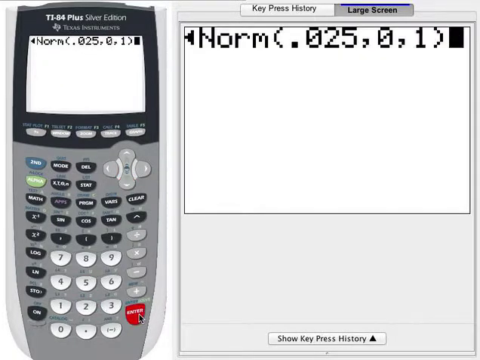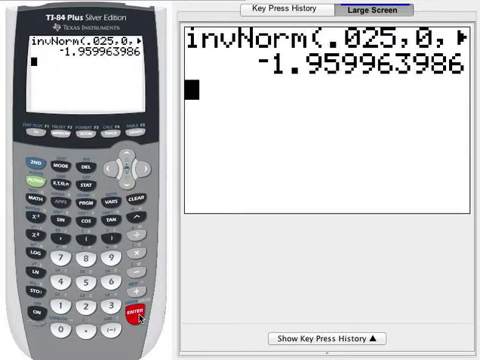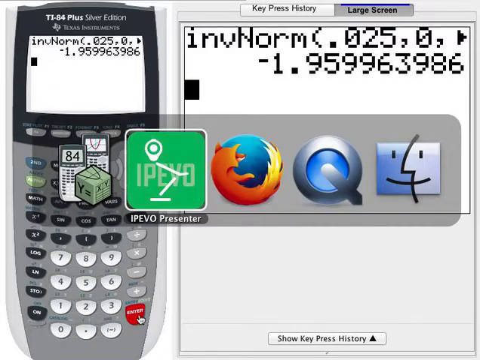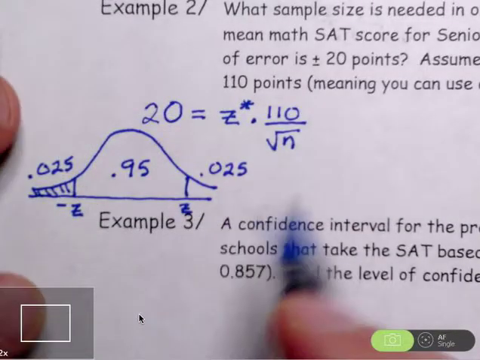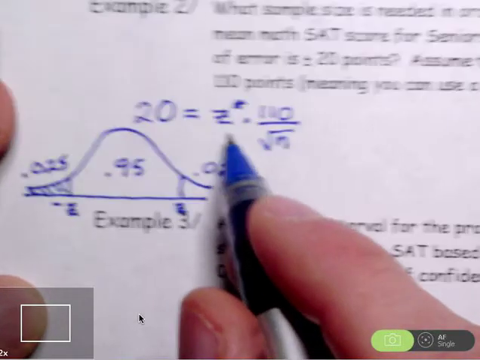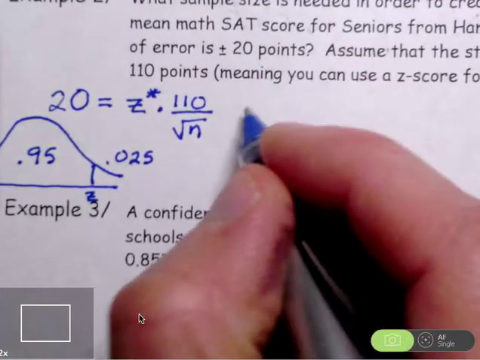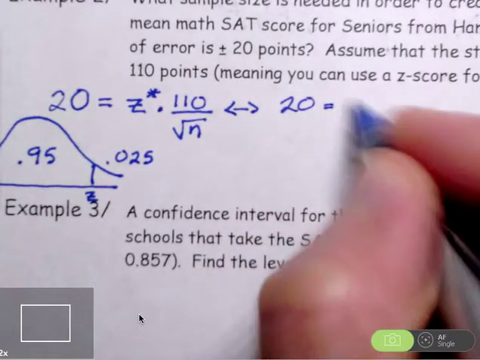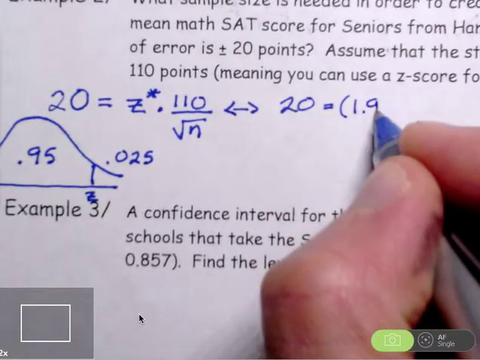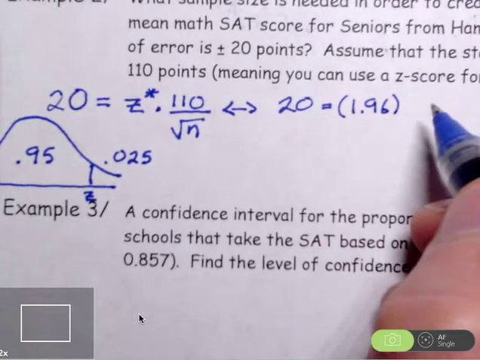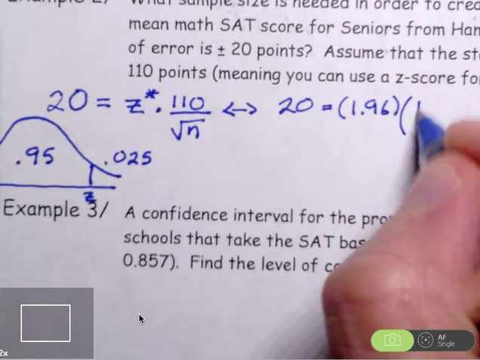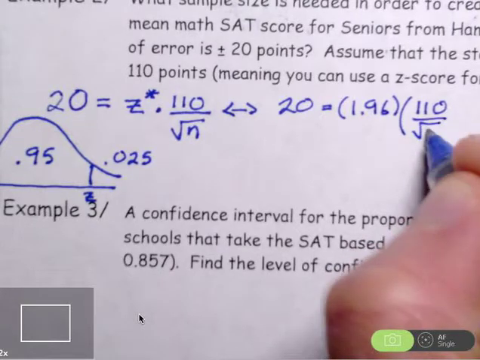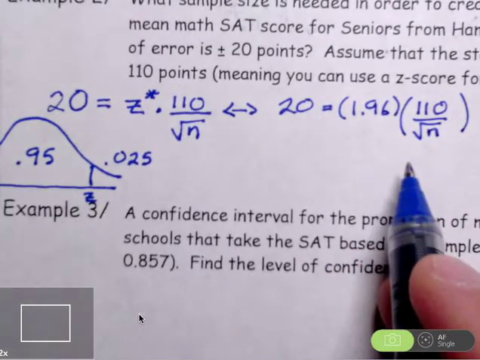So you should recognize this z-score by now. This is 1.96, plus or minus 1.96, depending on which side of the distribution you're looking at. So either way, that gives us our critical value here of 1.96. So the equation that I need to solve then really looks like this. My margin of error of 20 is going to equal the 1.96 times the 110 over the square root of n. So this is all we need to solve for.